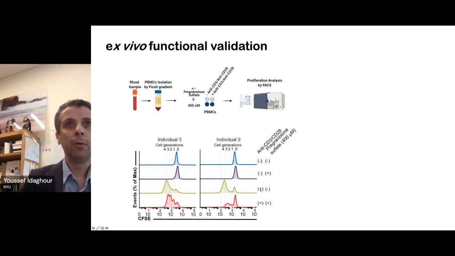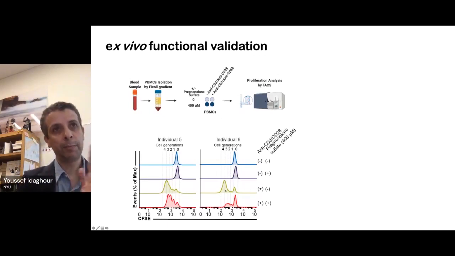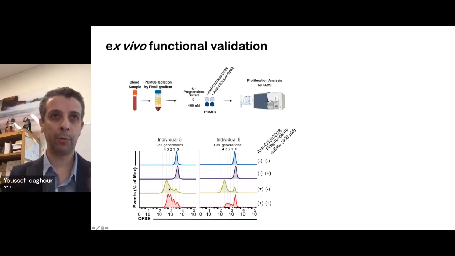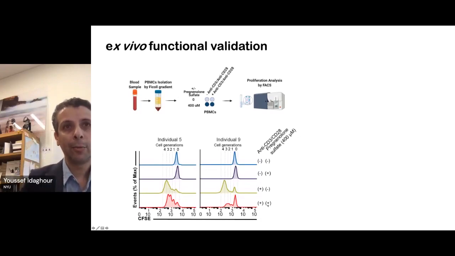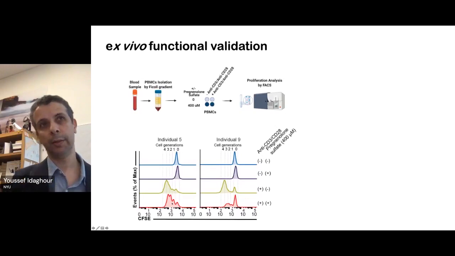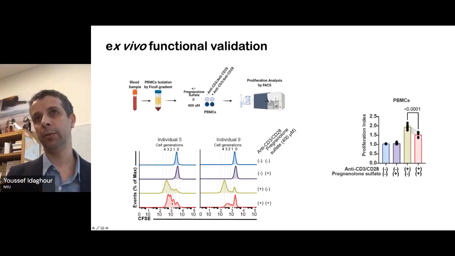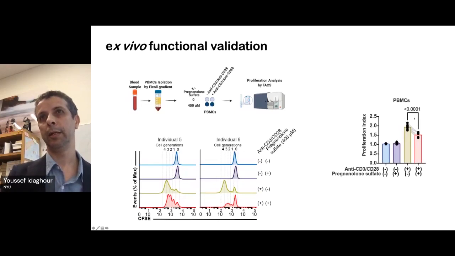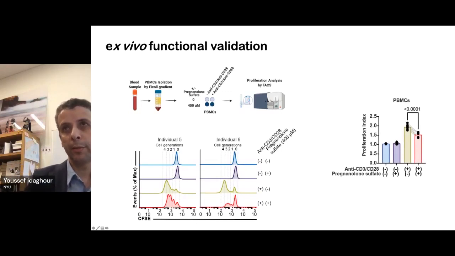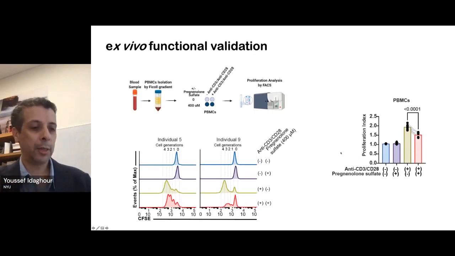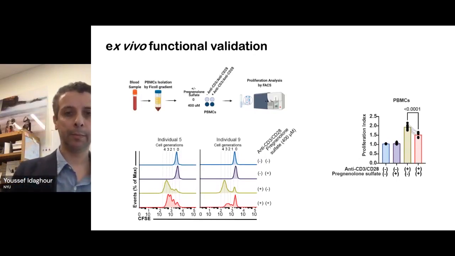When we only add stimulation, you can see the shift in this population of cells, which is indicative of proliferation. And when we add the steroid, as you can see in these individuals, we are inhibiting proliferation of cells very significantly, and you don't see the shift that you can see here. Same thing for this individual, and this was done for 10 individuals. This is the data from all the individuals that we assayed, and what you can see here again is a clear reduction in the proliferation index of lymphocytes in these individuals. This really supports all the hypotheses that we generated from the integrative analysis.